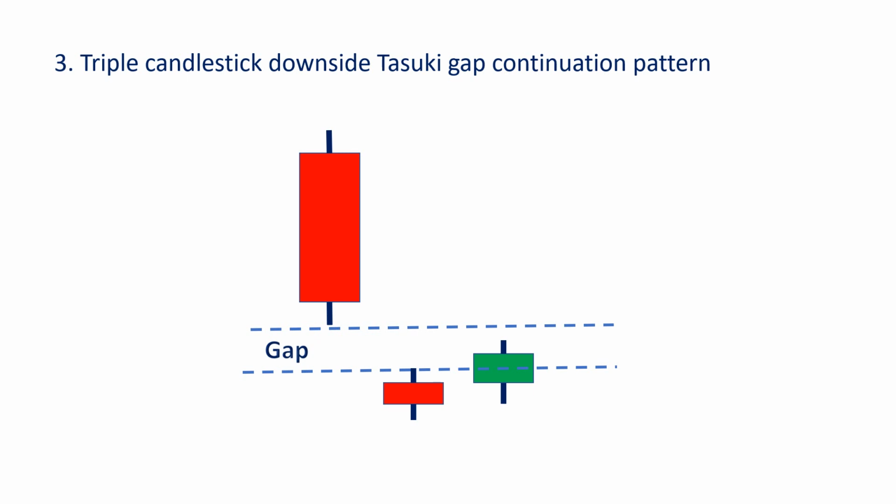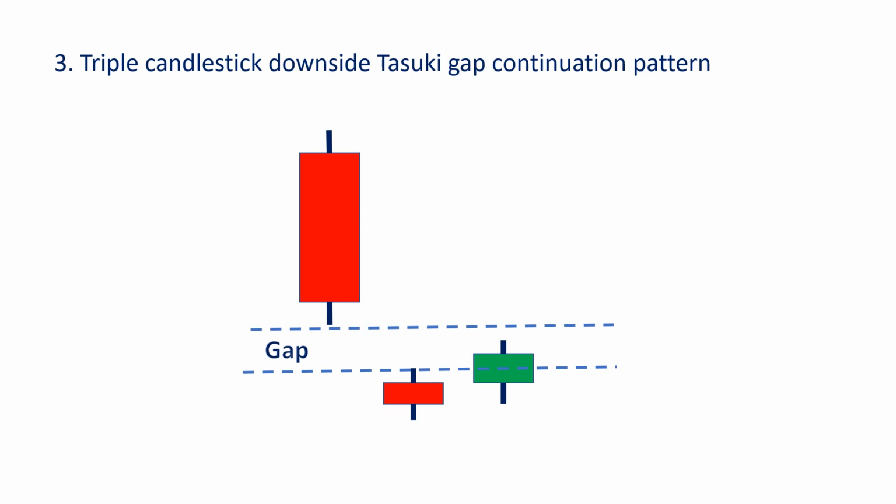The downside Tasuki gap is a bearish continuation pattern that occurs after a prior downtrend and suggests a continuation of that downtrend afterward. The psychology behind this pattern is as follows. A strong bearish candle continuing the downtrend is the first bearish sign. The gap down is the second bearish sign, which shows the downtrend continues.